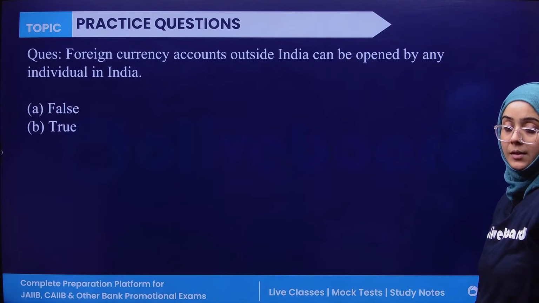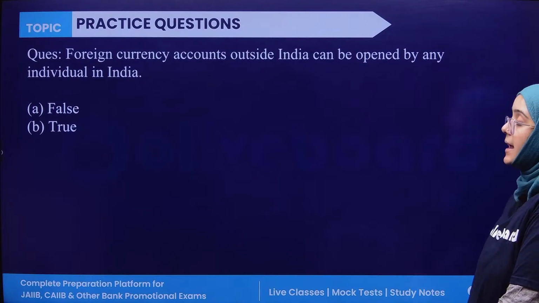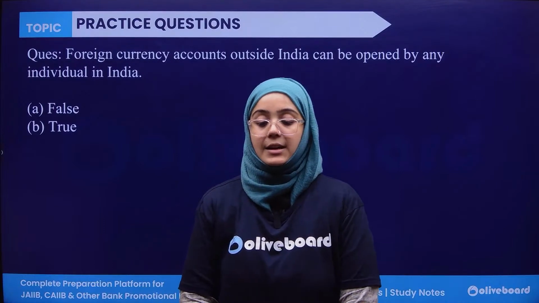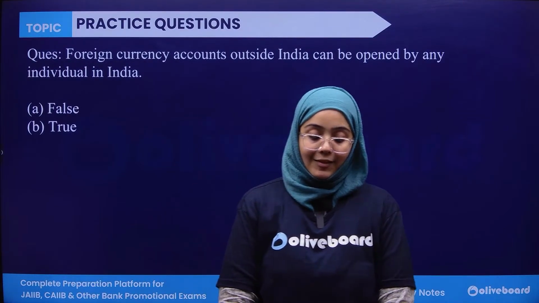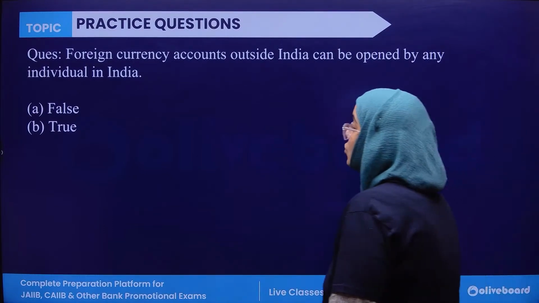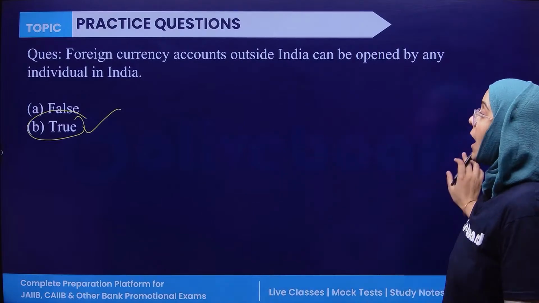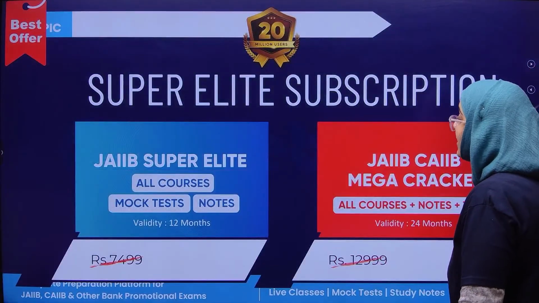True or false? Foreign currency accounts outside India can be opened by any individual in India. Yes or no? So obviously this is true. So this is the overview of the whole chapter. See, I am just giving you the overview of these chapters.